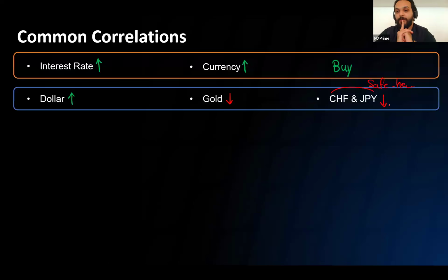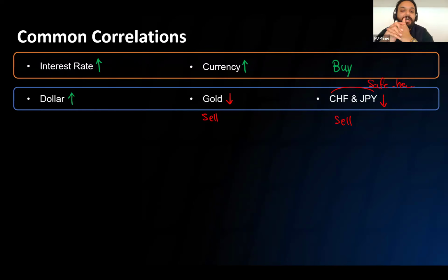It's very important. Now, if you are a smart trader and you found that the dollar is going up, you took a short position on gold. So you sold gold, right? Is it a smart move to sell CHF and JPY too? What do you think? I'm seeing people saying yes, and I'm seeing people saying no.